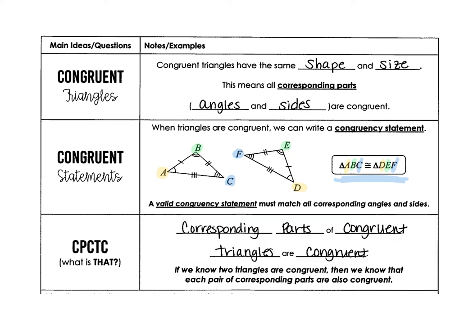CPCTC is an abbreviation for corresponding parts of congruent triangles are congruent. Every corresponding part of a congruent triangle is congruent. Corresponding means the parts that go with the other side based on the order that they have been written in. In your proofs, you're going to see it abbreviated with this, just so you don't have to write it out every time you use this particular theorem about congruent triangles. But that's what it means, that the corresponding parts are congruent.